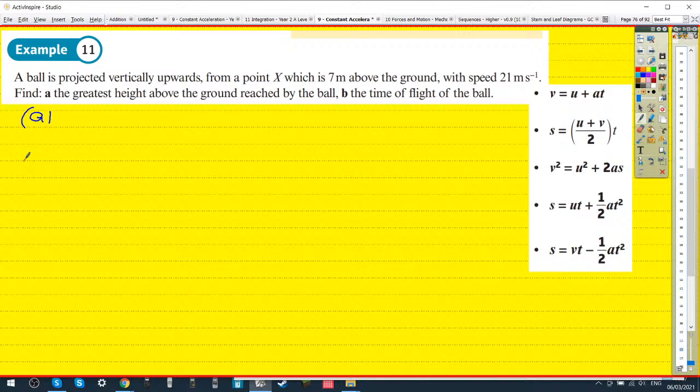So would S be 7? Sorry, S is 7, yeah? And would the speed be the initial velocity, which is 21? Yeah.